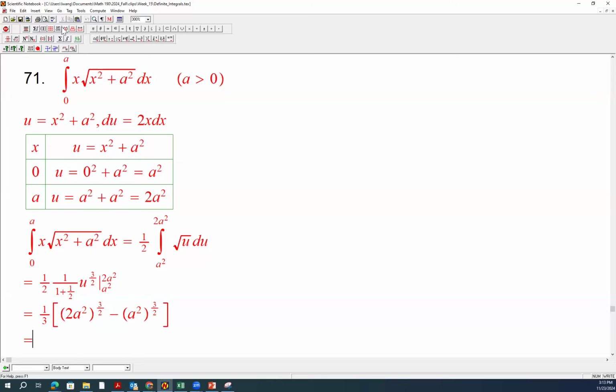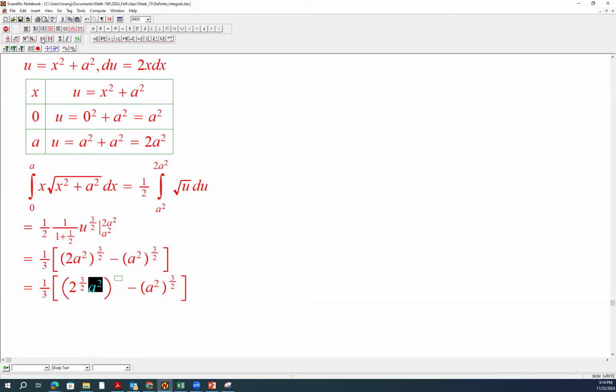And what do we get? 2 times a squared, raised to the power 3/2. So this power will be distributed to the 2 and also to this piece. Be careful. The next part is straightforward. The exponents just multiply, so that's a raised to the power 3. This one is also a raised to the power of 3.